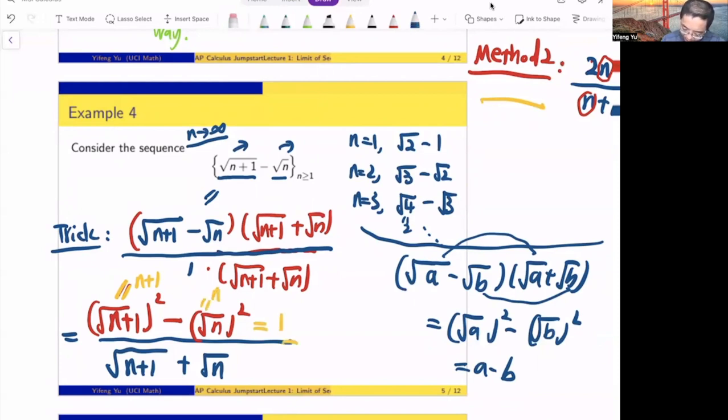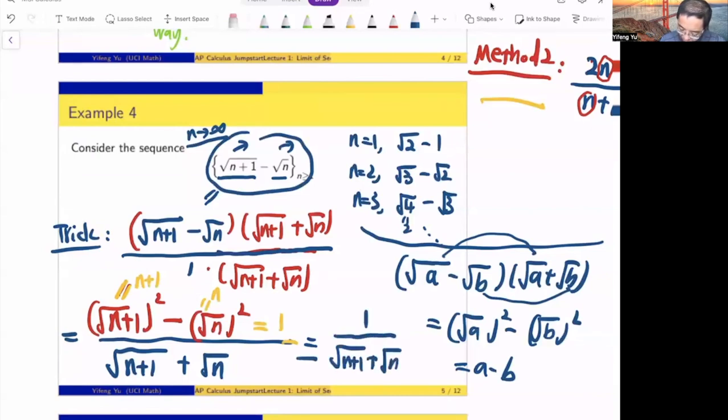Eventually, what do we get? By this, we say, okay, this whole thing just equals one over the square root of N plus one plus the square root of N. By performing this trick, we find it just equals one over the square root of N plus one plus the square root of N.